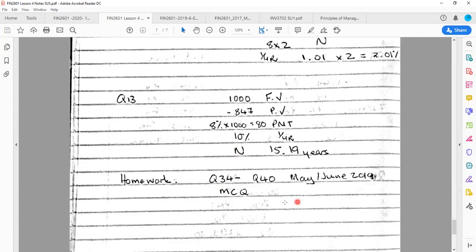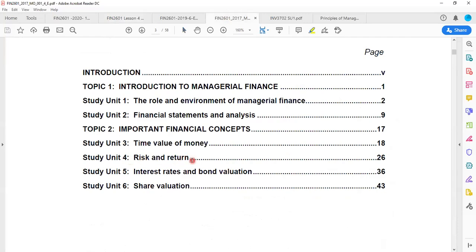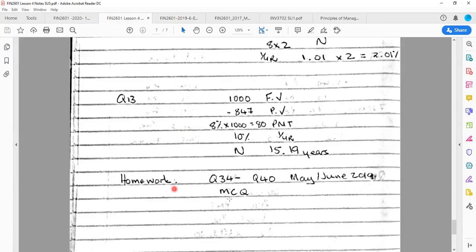Okay, so I just want to give you some homework here so that you can practice on bond valuation questions. Please go through question 34 to 40 from May, June 2019, the multiple choice questions section. And then in the next session, I'll take you through these solutions, and we'll look at risk and return. We should be able to look at this in one session. And then I think we'll need 2 sessions to look at share valuation. So please go through this homework, and then I'll take you through that next time.